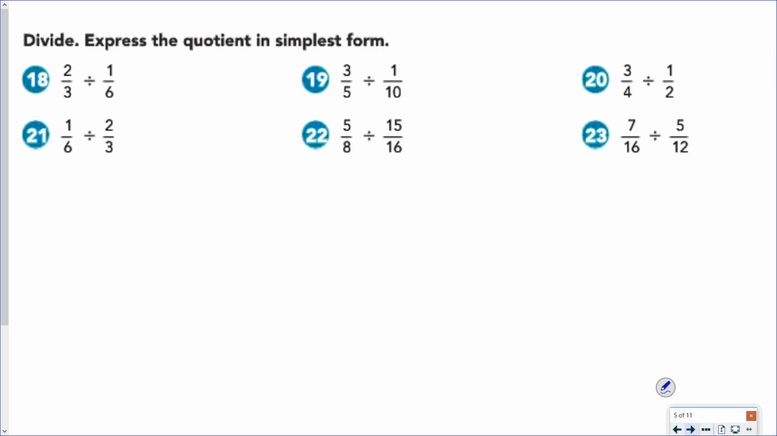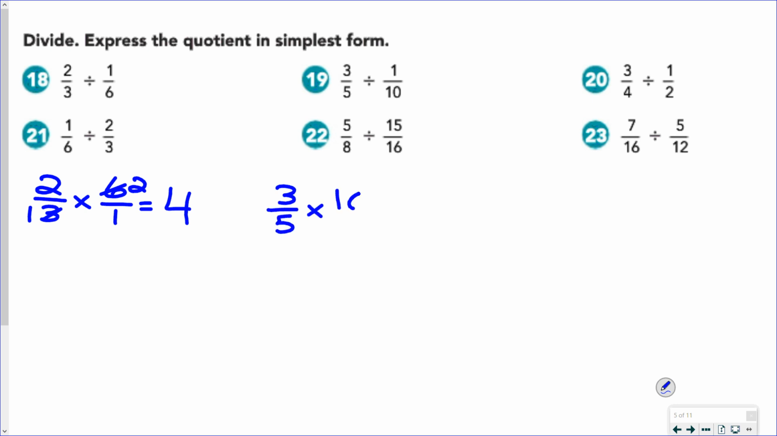So now we just have some straight division sentences here that we need to complete. For number 18, that would be 2/3 times 6 over 1. We can divide both 3 and 6 by 3 to get 1 and 2 respectively. 2 times 2 is 4. Number 19, 3/5 divided by 1/10 would be 3/5 times 10 over 1. Divide both of those by 5 to get 1 and 2 respectively. 3 times 2 is 6.